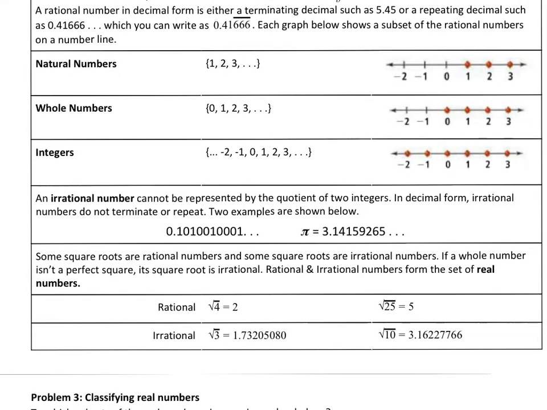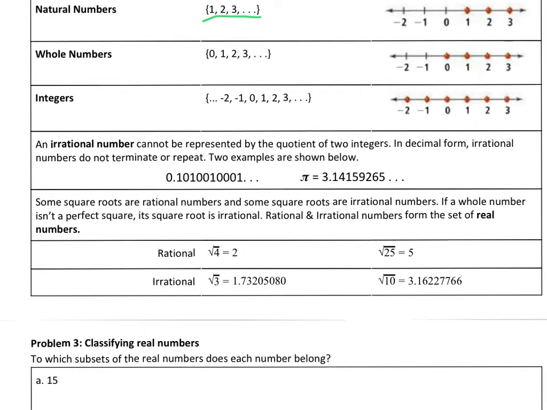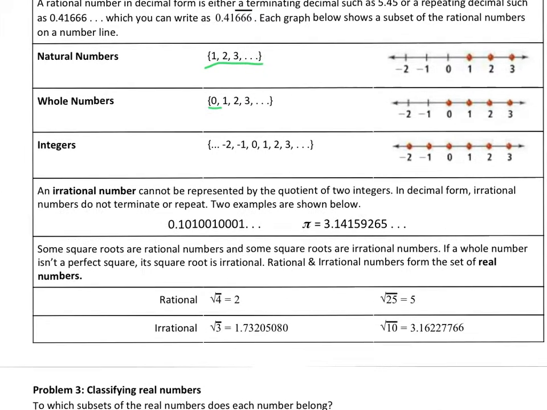So one set is the natural numbers. Those are positive whole numbers, not including 0. We call those the counting numbers, 1, 2, 3, 4. Whole numbers are positive whole numbers, including 0. Okay? So we could say the natural numbers are a subset of the whole numbers, because the whole numbers contain the natural numbers plus a little extra.